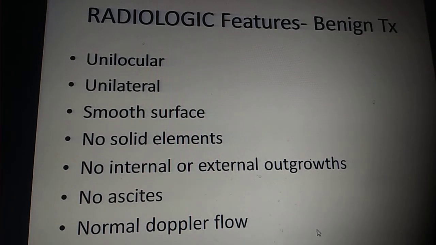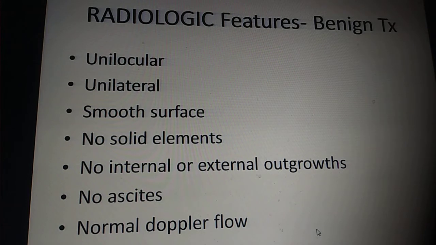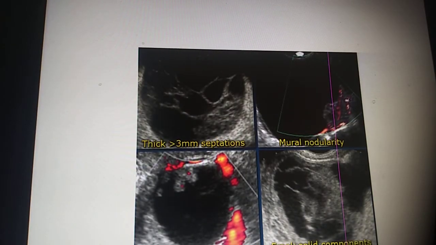What happens in the case of malignant tumors? There is neovascularization, right? Because of neovascularization, there is increased flow. So there is increased Doppler flow to the cyst, around the cyst. You can see there is increased Doppler flow. That is due to neovascularization generally. So these are some of the malignant features that you can see here.